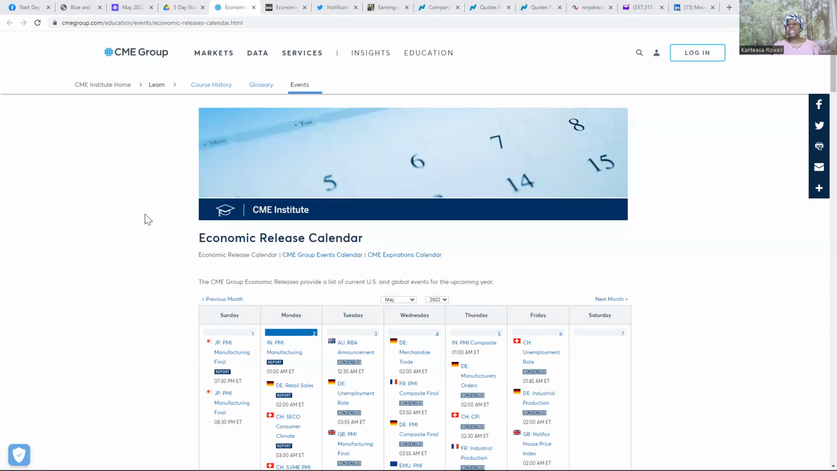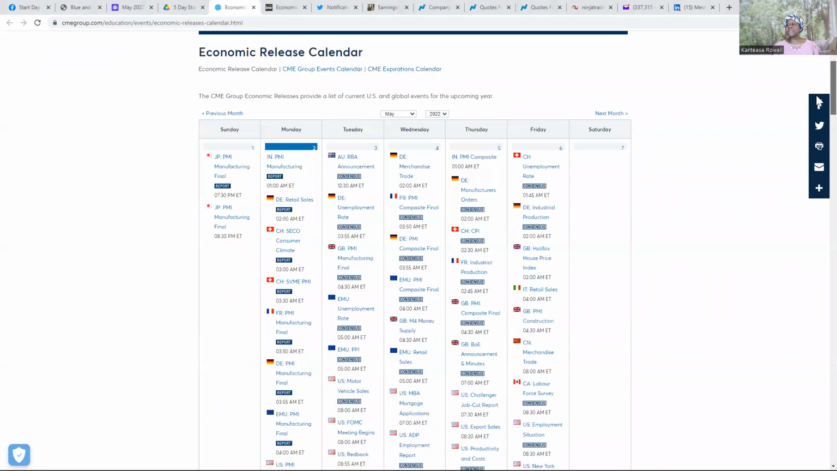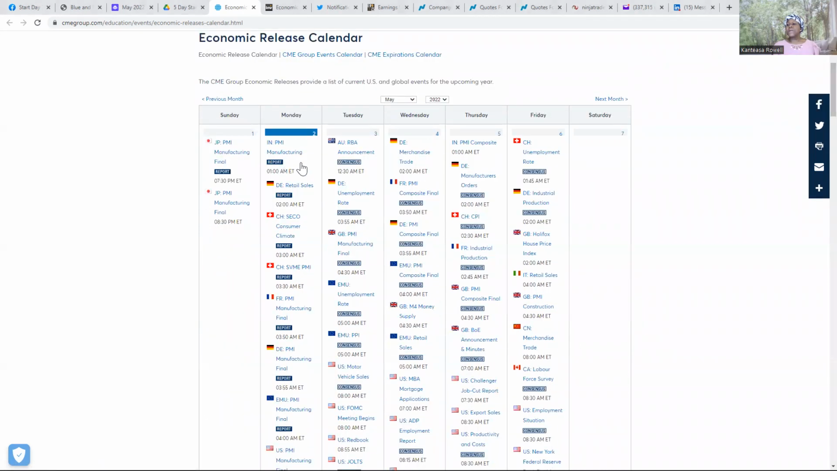This is what the CMEgroup.com website looks like, their economic release calendar. Days are across the top, the dates 1, 2, 3, 4, 5. And then if you scroll down, you can see the announcements that are made throughout the course of the day. So as you can see on Monday, 1 a.m., this is the announcement that was made, and so forth.